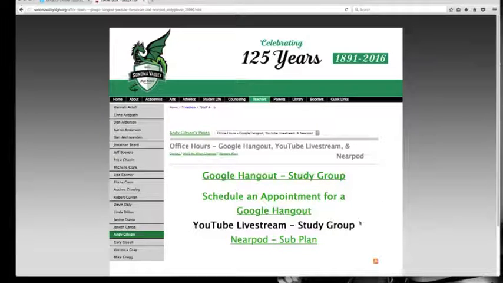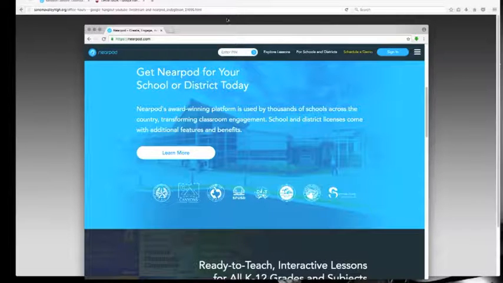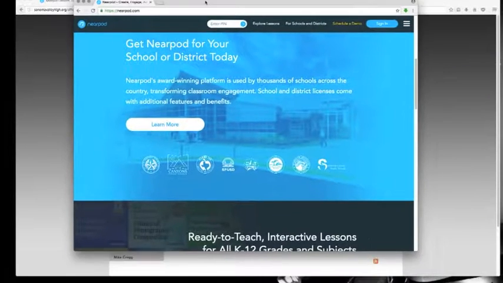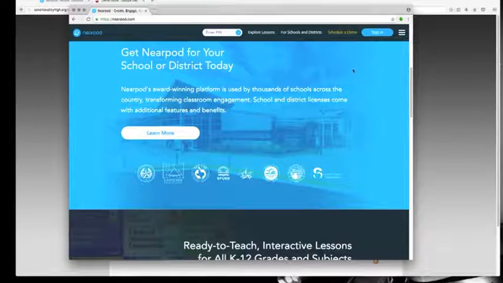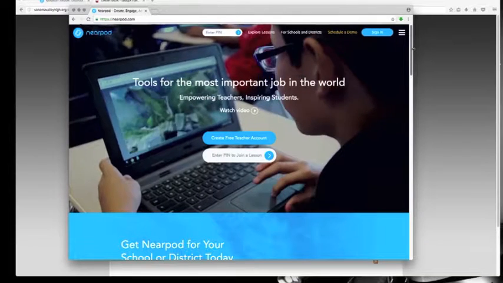But what I'd like everyone to do now is to please click on the link where it says Nearpod and then Subplan, and that will bring you to this screen. I've got it open in another browser for a reason. And when you hit this screen, you'll actually see the animated part of the screen up here. Probably looks really choppy right now on YouTube.